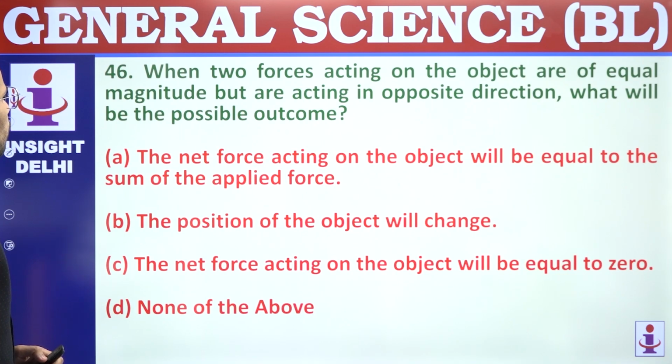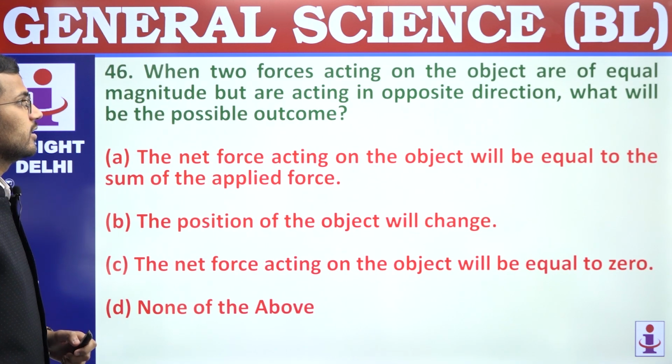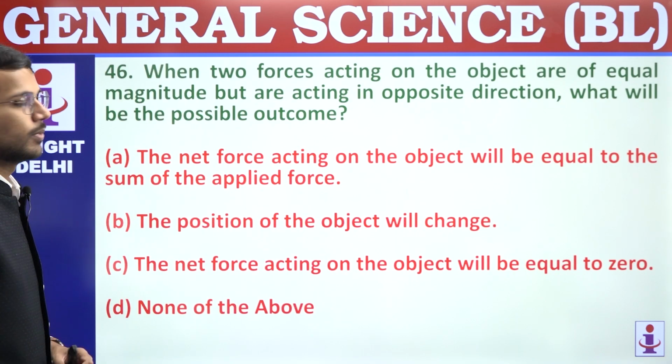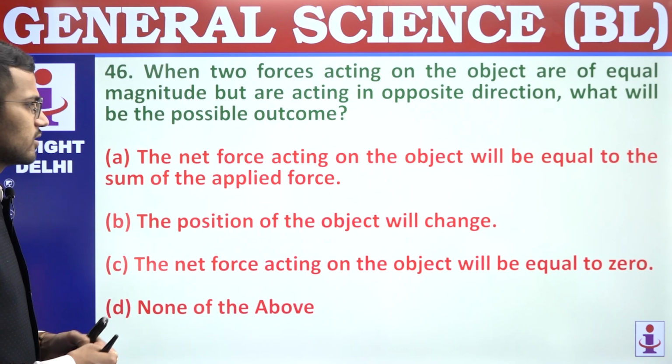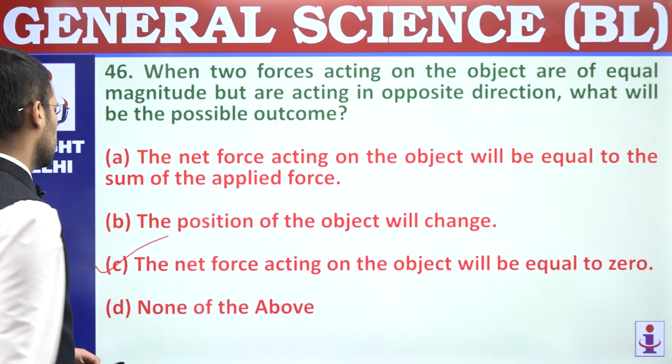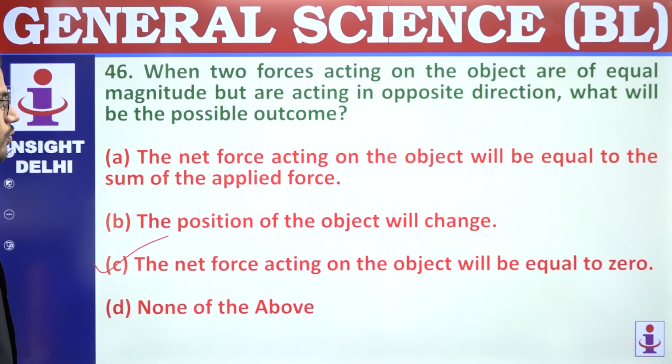46. When two forces acting on the object are of equal magnitude but are acting in opposite direction, what will be the possible outcome? So they will cancel out each other and the net force will be 0. So the net force acting on the object will be equal to 0. So question number 46, answer is C.